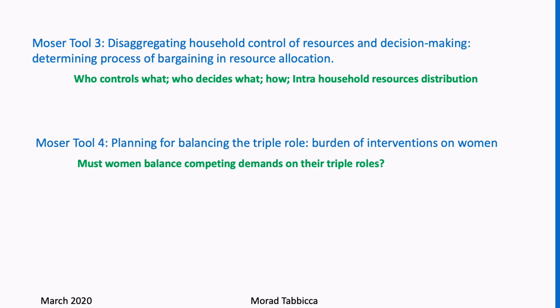And then the fourth tool is about how we can balance the triple roles. So you realize that women have three roles. They are looking after their households, they are participating economically, and they also play social roles. So maybe your mom is balancing looking after her household with her office work, and maybe with her church responsibility as well. Your cousin's wedding, she has to go and help, there's a funeral, she has to go and help. All these are social roles as well.